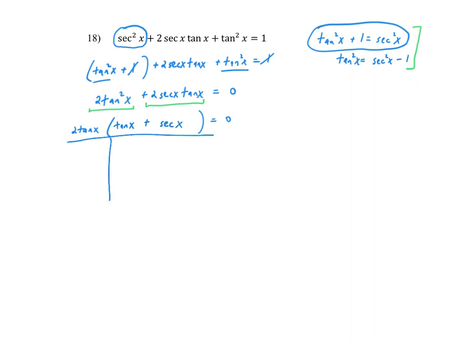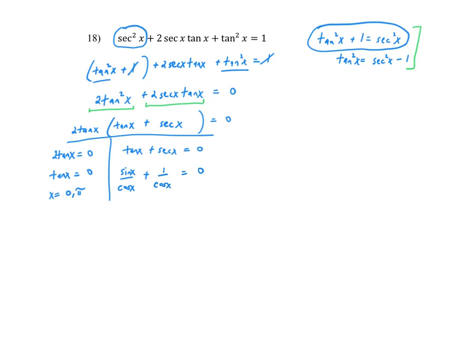Tea time. 2 tangent of x equals 0. Divide by 2. Tangent of x equals 0. Use your unit circle. The angles are 0 and pi. On the other side, tangent of x plus secant of x equals 0. Something like this is going to require some experimentation from you guys. Tangent is sine over cosine.